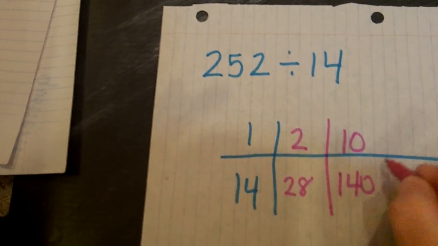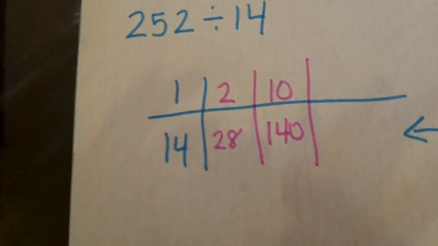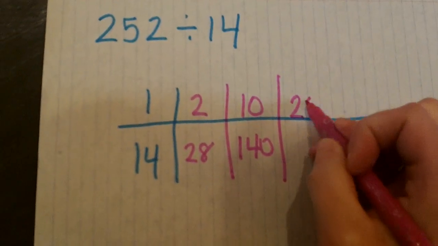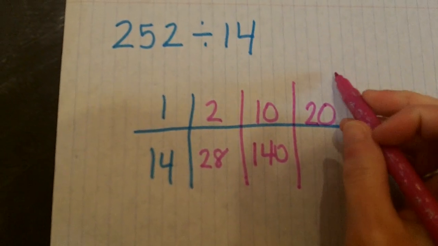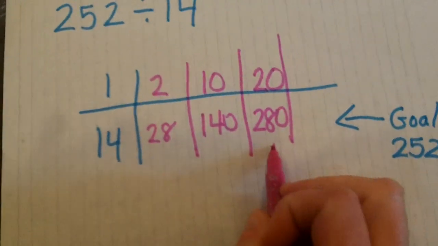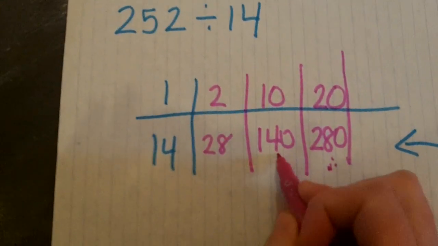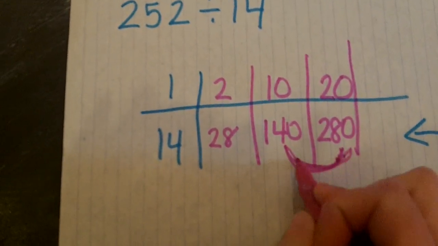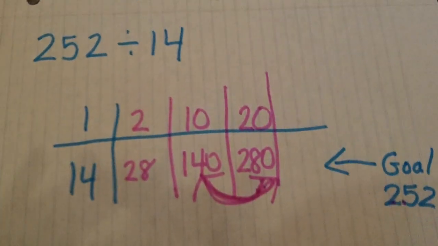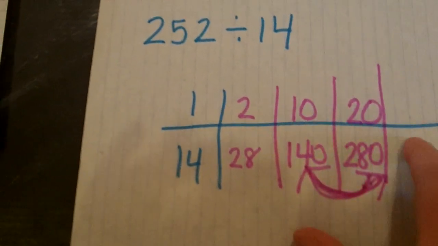Got my 10 to 140. I got my 20 here, and I know that's going to get me to 280, but oops, look at this, now I'm over. So I know it's obviously somewhere in between here. So it's going to be closer to 20 than 10.